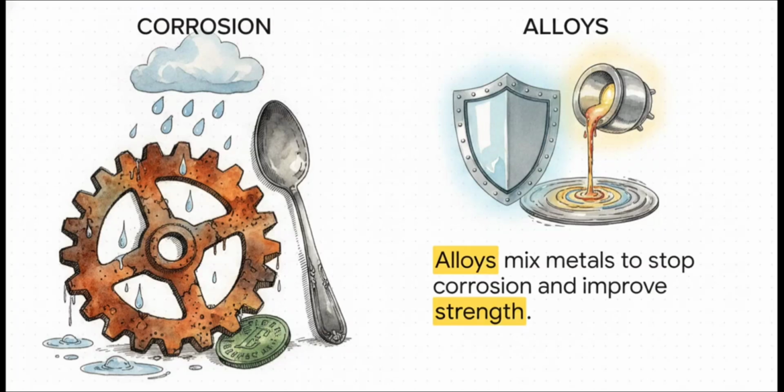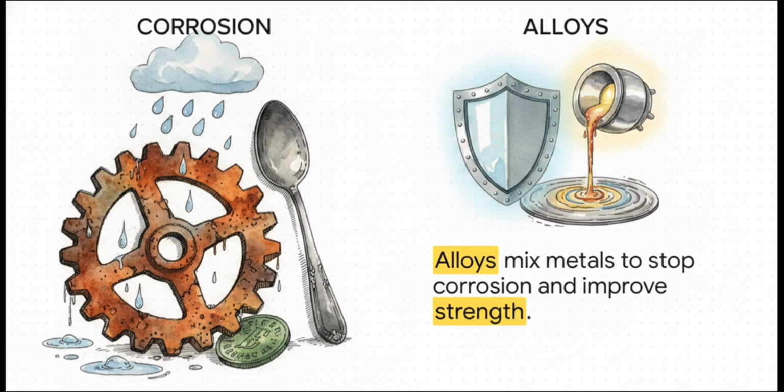Taking a step out of the lab, let's look at the practical applications and the natural consequences of metal reactivity in our daily lives. Corrosion is basically nature's way of reclaiming metals. When exposed to moist air over time, metals degrade. Iron rusts into a flaky brown powder, silver tarnishes black, and copper gets that green coating of basic copper carbonate. But humanity fights back by creating alloys.